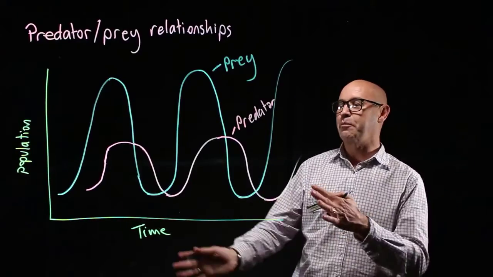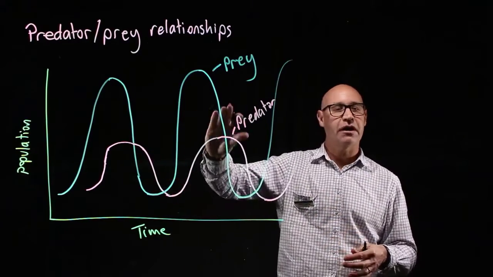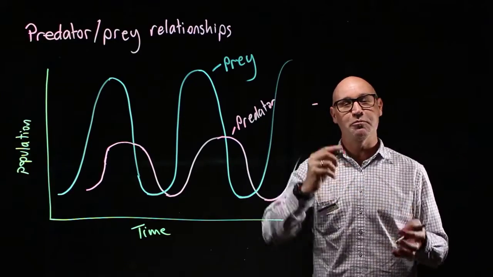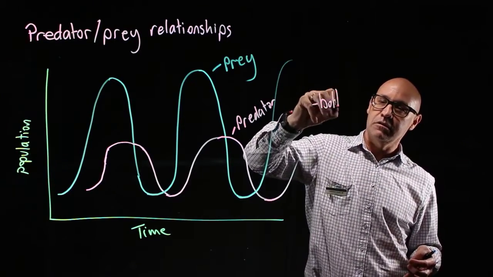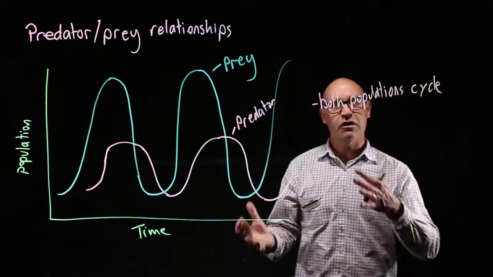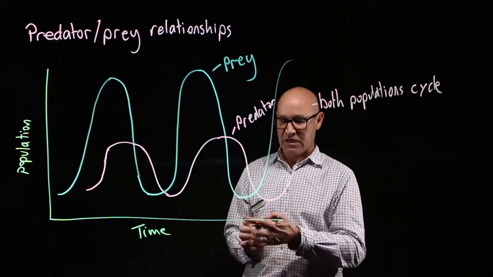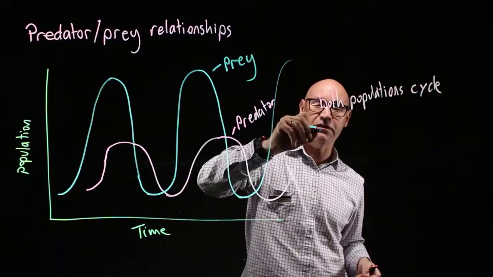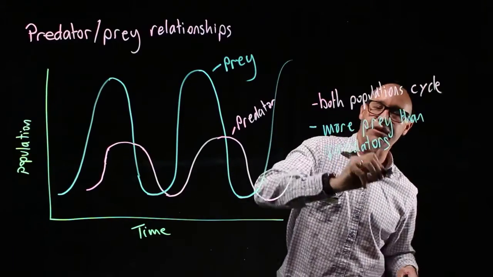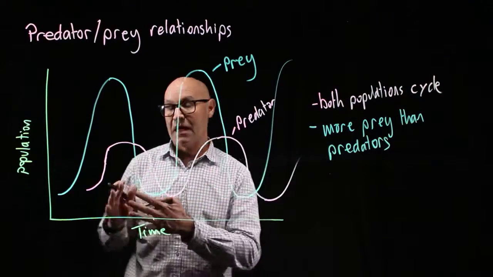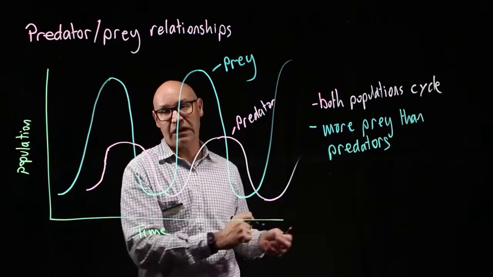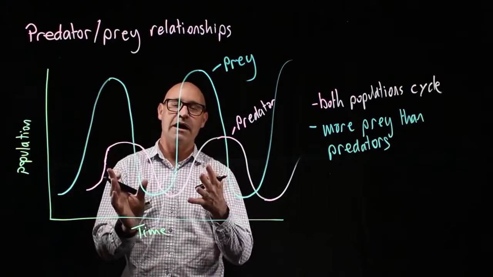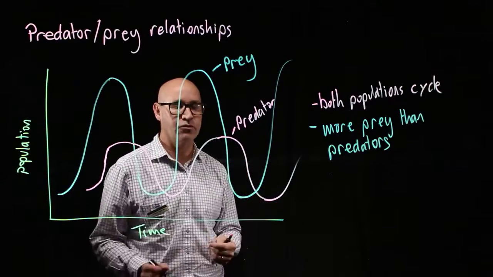Firstly, both populations cycle and have the same pattern of boom and bust. So they both cycle up and down and boom and bust. The next thing I want you to see is that there's more prey than there are predators. And of course the reason for that is that energy flow through the ecosystem is inefficient. So an ecosystem must have more prey organisms than predator organisms.